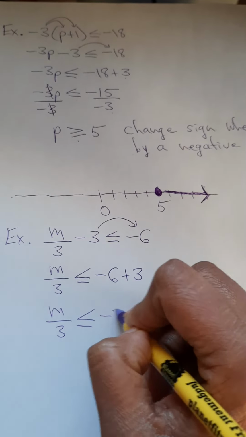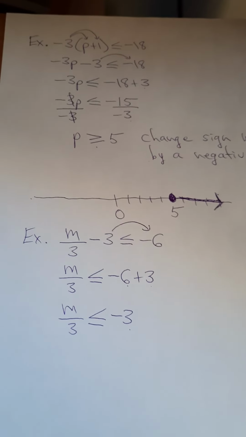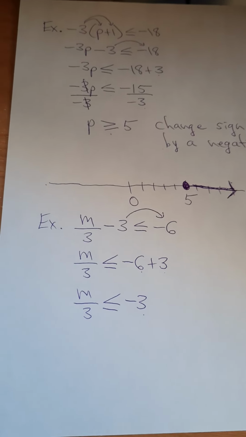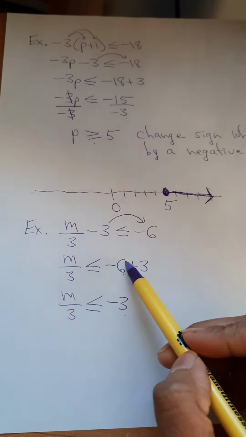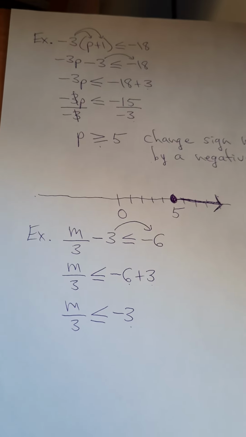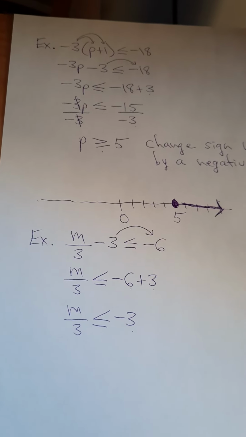So negative 3. The signs are different here, so I'm going to subtract the numbers, and I'm taking the sign of the bigger number here, which is the 6. The 6 is negative, so I know that the 3 has to be negative here. Are we good so far?